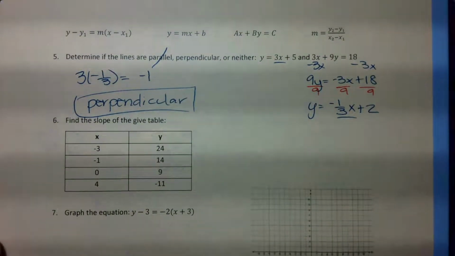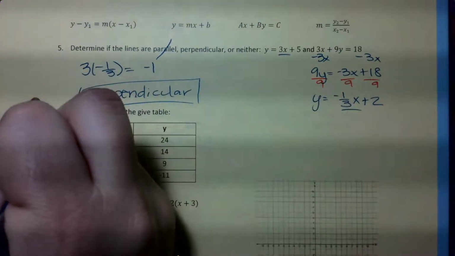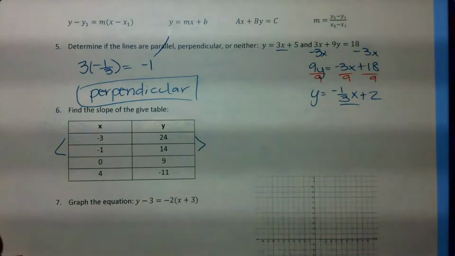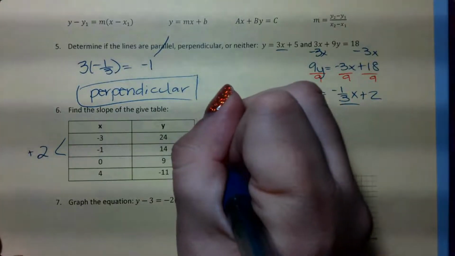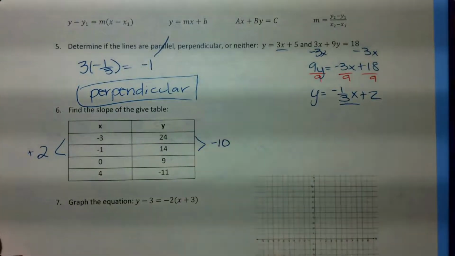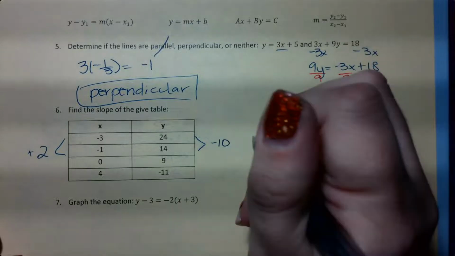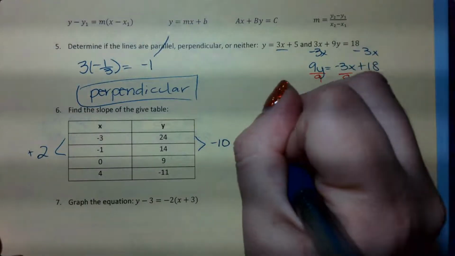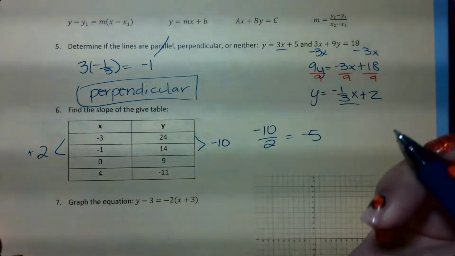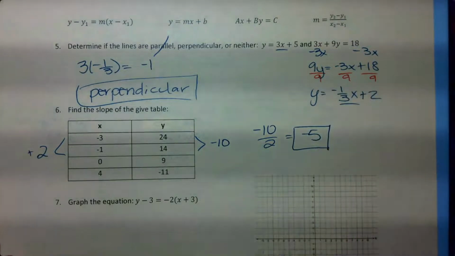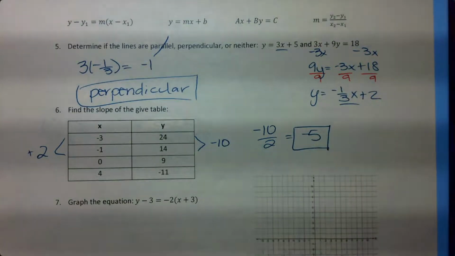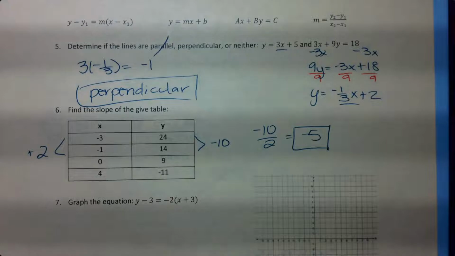Number 6 wants me to find the slope of the table, so I'm going to pick 2 points and find my change in x and find my change in y. So I'm going up 2 for my x, and I'm going down 10 for y. This is going to be negative 10 over 2, which gives me negative 5. Right here, I always want to remember to do my change in y over my change in x.